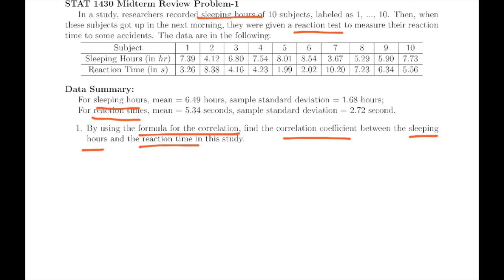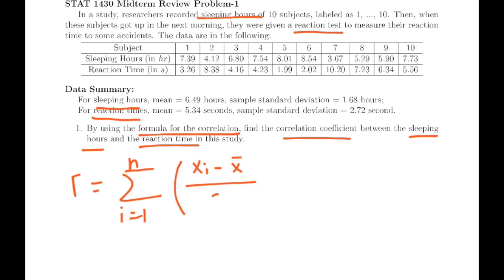So remember that the correlation coefficient is denoted by the small letter r, and it is given by the summation from all the subjects from 1 to n. Then the first part is xi minus x bar over the standard deviation sx, times yi minus y bar over the standard deviation of quantity y.